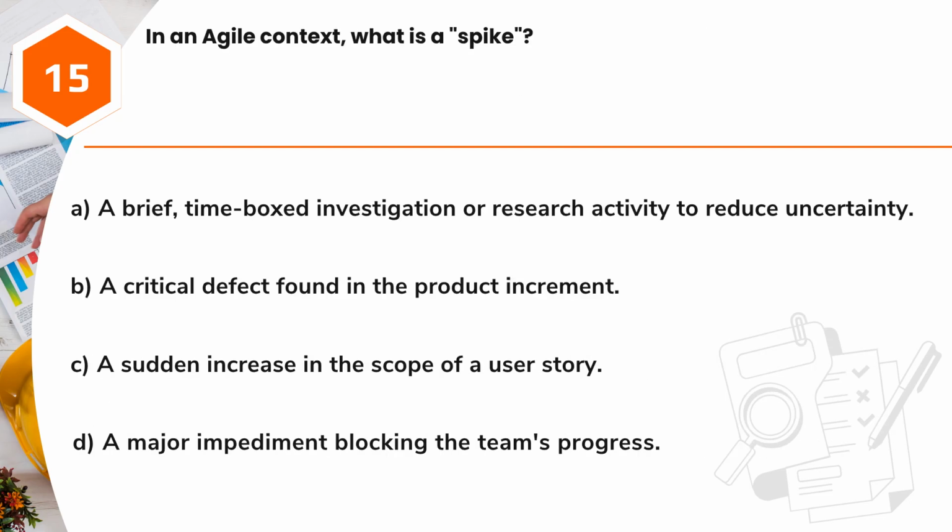Question 15. In an Agile context, what is a spike? A. A brief, time-boxed investigation or research activity to reduce uncertainty. B. A critical defect found in the product increment. C. A sudden increase in the scope of a user story. D. A major impediment blocking the team's progress.